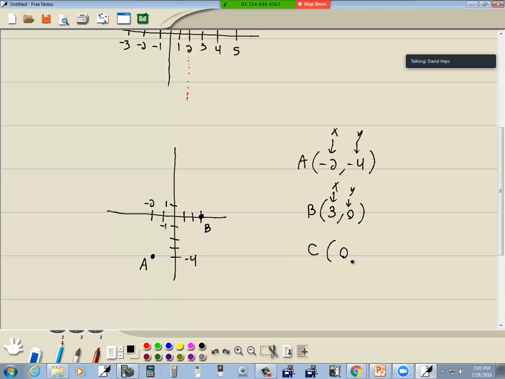If we had another example where we had 0, 5, again, this is our x, and this is our y. So we'll go to where x is equal to 0. That's -1, and this is x equals 1. X equals 0 is right here. So 0, 5 would be right up there. Now I'll put the letter next to it. So that's plotting points.